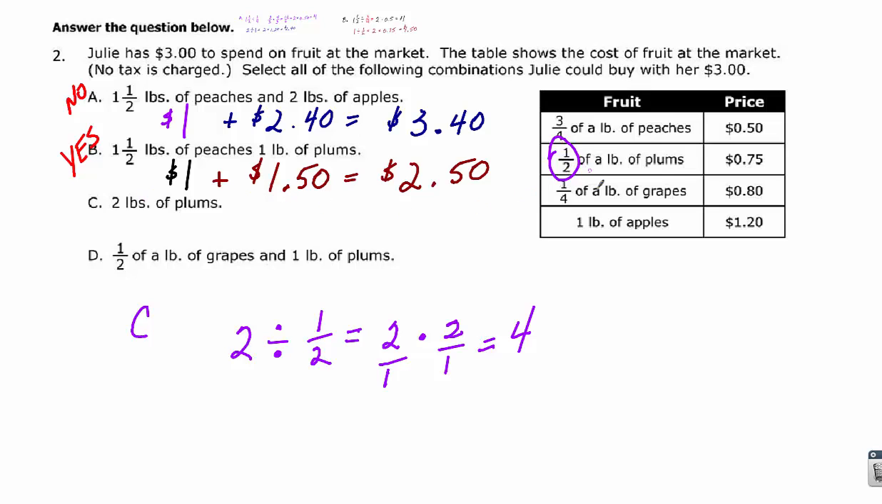So plums, 4 times 75 cents. Well, we already did 1 pound of plums. 2 times 75 cents was $1. 4 times 75 cents is $3. And since she's not buying anything else and she has $3, that's a yes.